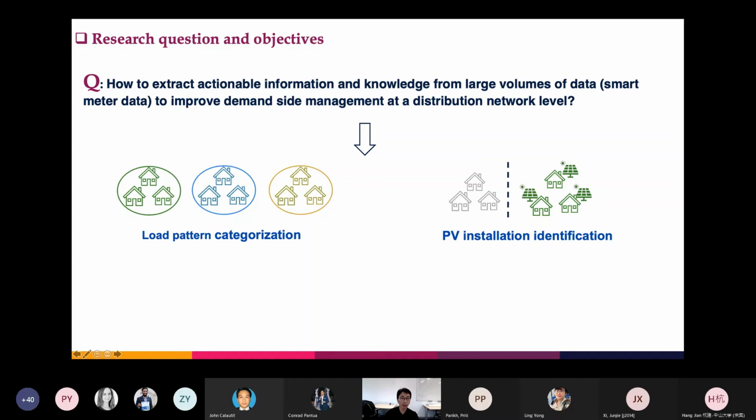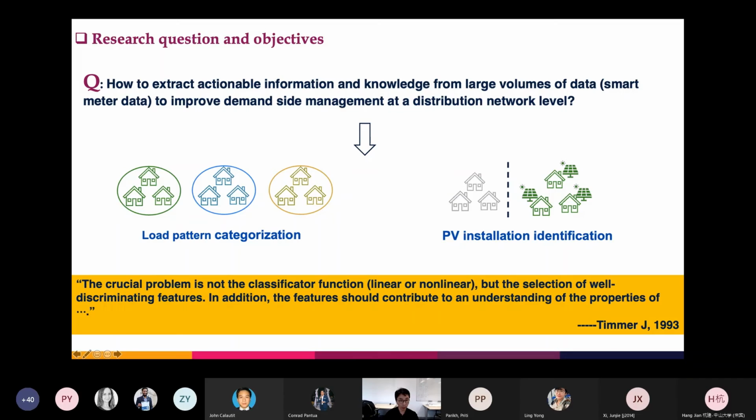And the idea here: how about we classify the buildings based on the pattern of the smart meter data? Now the second task is in the UK, where some households install PVs without permission from the government. That is detrimental for the network reliability. So here we also want to identify the unreported PV installations based on the smart meter data.